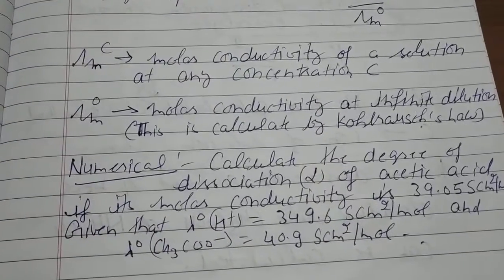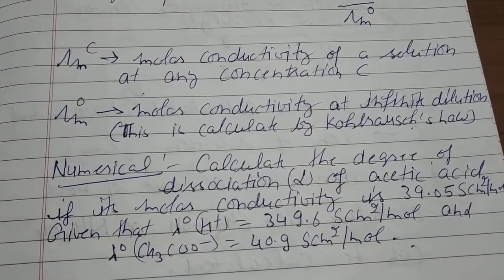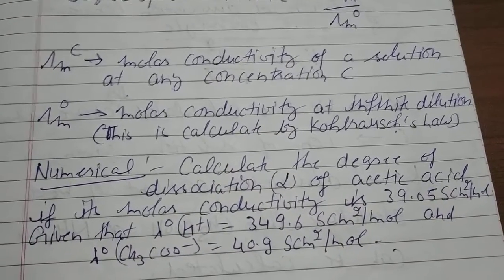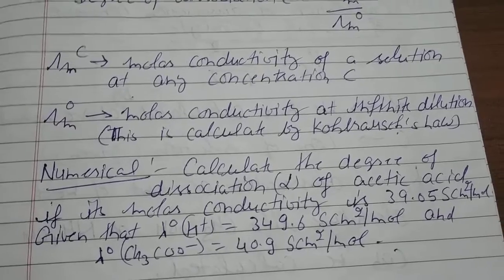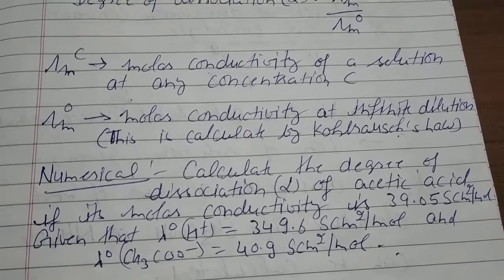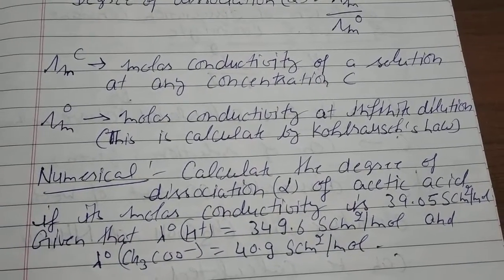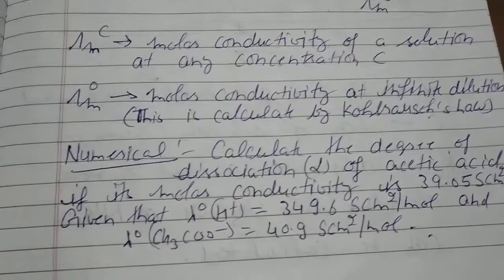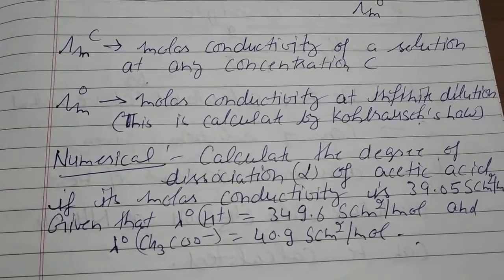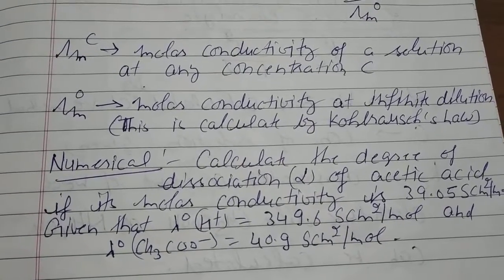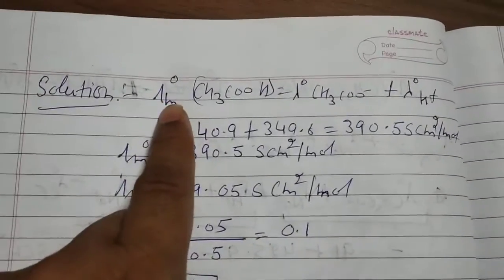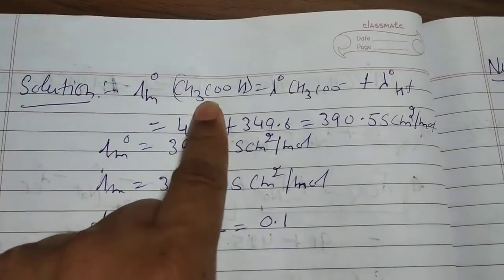How? One numerical is given. Calculate the degree of dissociation alpha of acetic acid if its molar conductivity is 39.05 Siemens centimeter square per mole. Given that lambda naught H positive is equal to 349.6 Siemens centimeter square per mole, and lambda naught CH3COO negative is given as 40.9 Siemens centimeter square per mole. So this is the numerical. So we have to calculate alpha. So first of all we will calculate lambda naught M for CH3COOH.